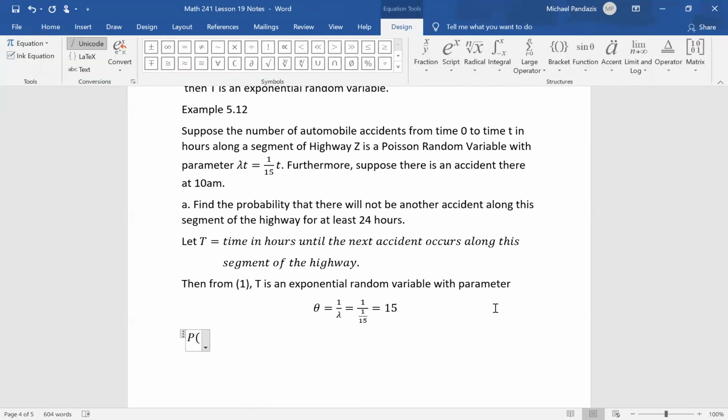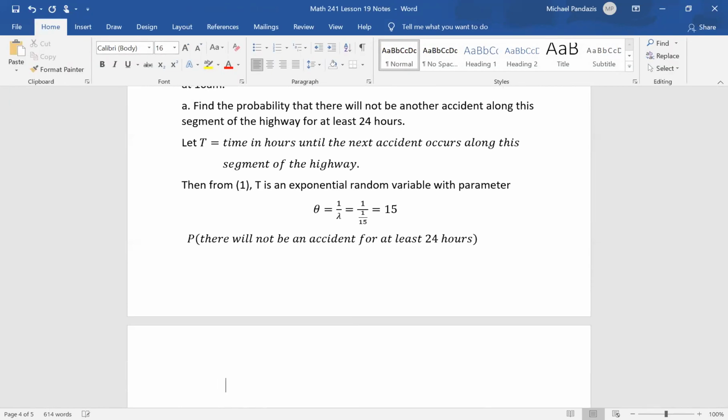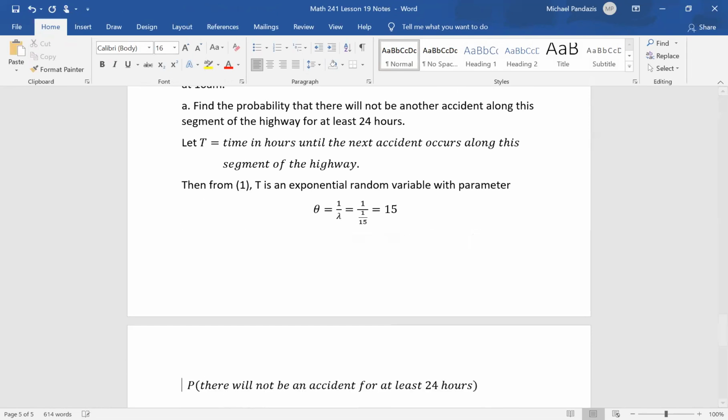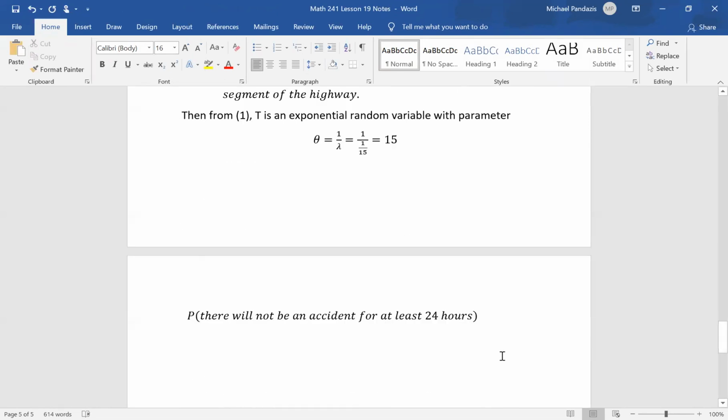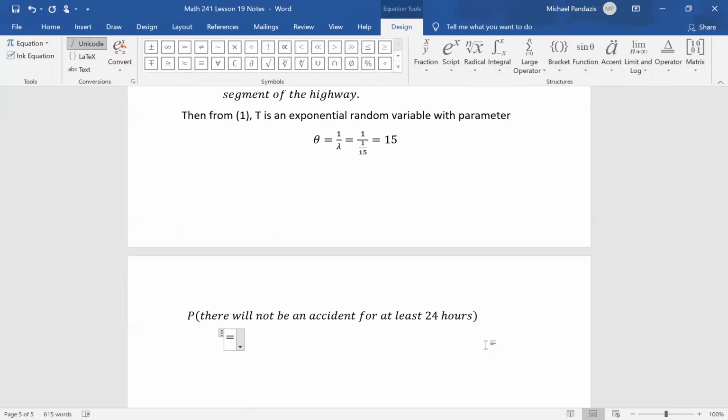The probability that there will not be an accident for at least 24 hours. And so that probability is equal to the probability that capital X is strictly greater than 24. Or greater than or equal to, they're both the same thing.